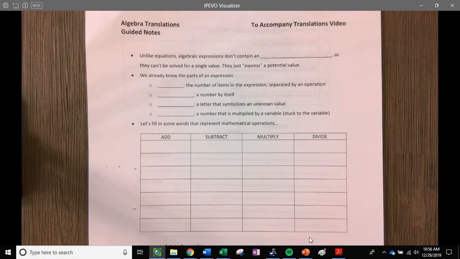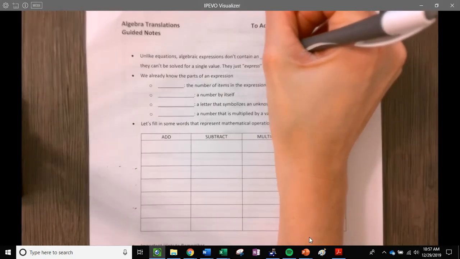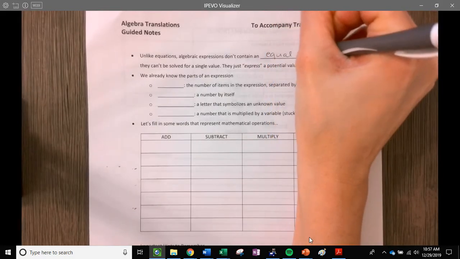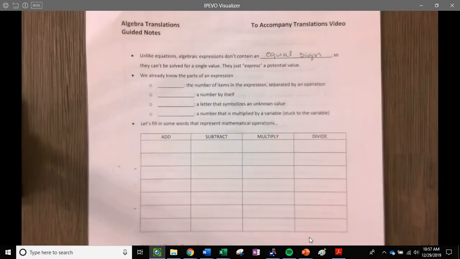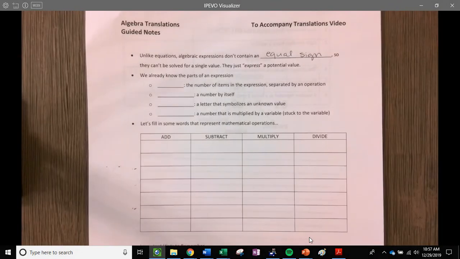So remember from the vocabulary slideshow, unlike equations, algebraic expressions don't contain an equal sign. And right now we're just talking about expressions. So expressions cannot be solved for a single value. They can just express a potential value. If we don't have the balance on two sides of the equal sign, we can't solve anything.